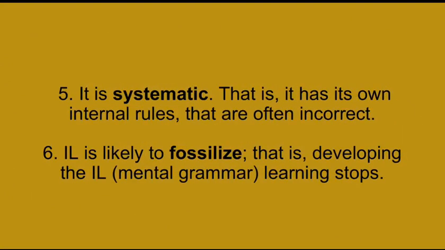Number 5 is the fact that it is systematic. By systematic, we mean that it has its own internal rules that are often, on most occasions, incorrect. Okay, so despite its variability, it is possible to detect the rule-based nature of the learner's use of the second language. Okay, so that's why we say that it is systematic.